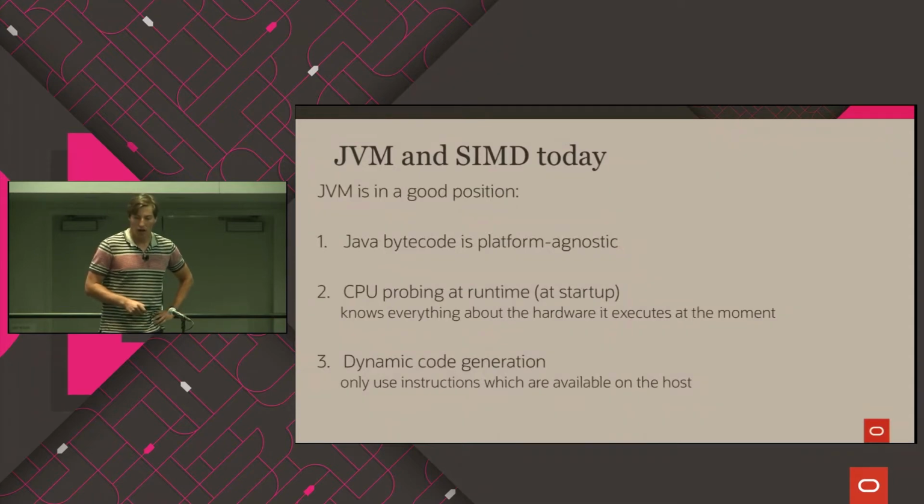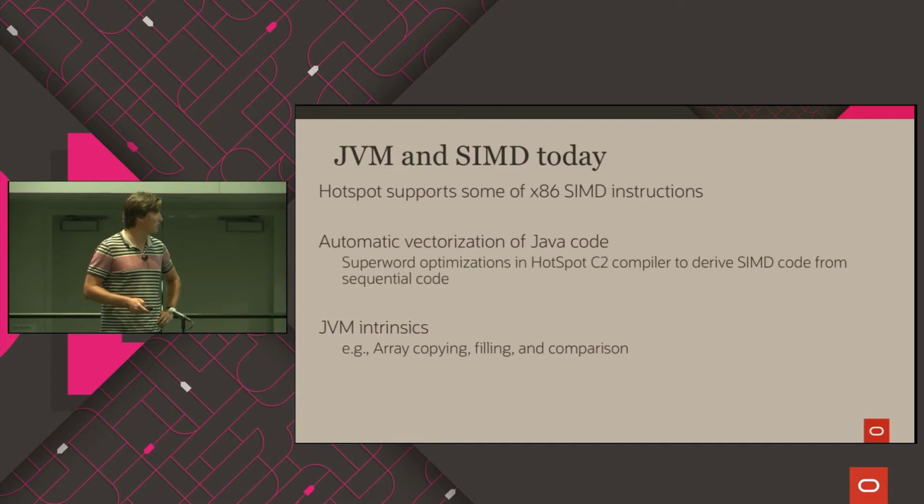The JVM is in a good position in that respect because Java bytecode is inherently platform agnostic. So it's easier for the platform to exercise individual extensions available at runtime by using CPU probing. Depending on what hardware you run on, you exercise some particular instructions. And dynamic code generation helps here as well: use only instructions which are available.